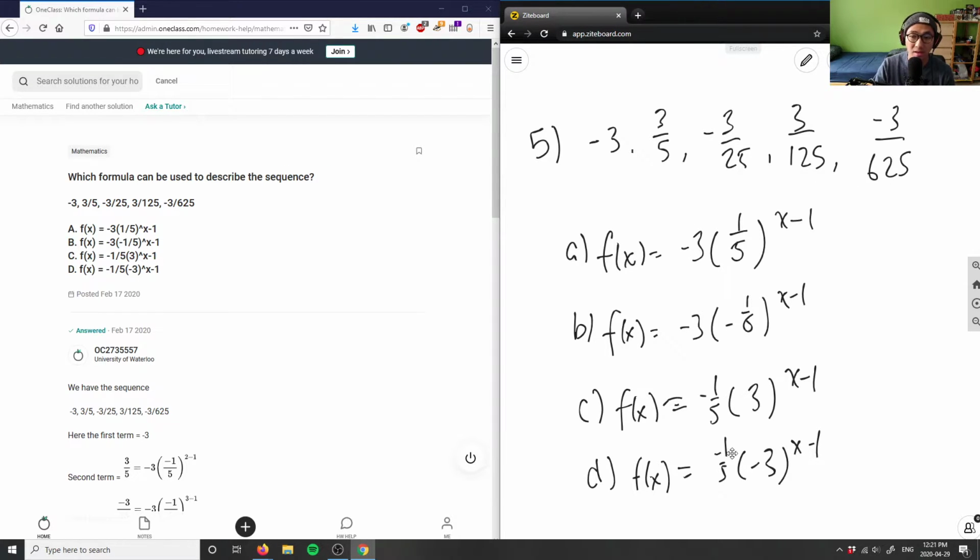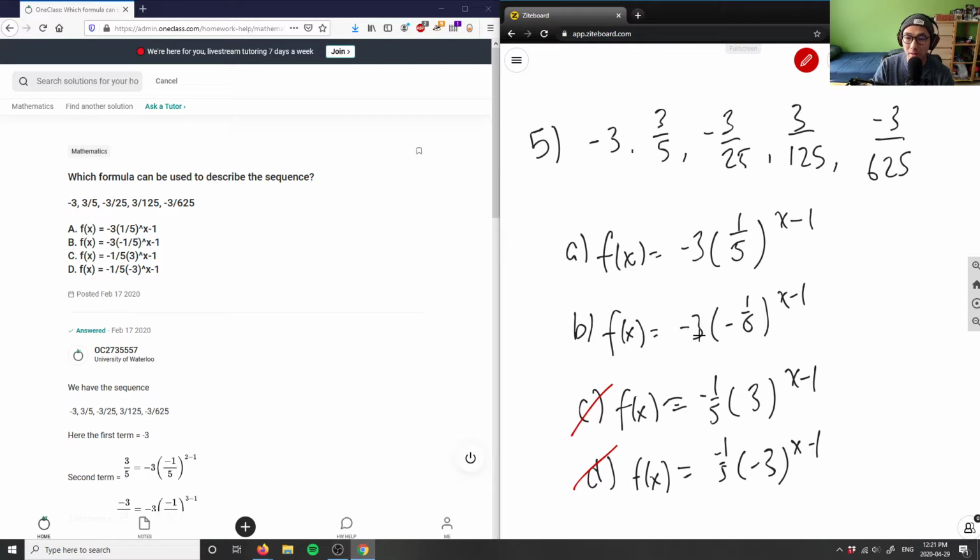And all of these contain a negative, which is great. What it also contains, as you can see, is that the denominators are increasing by a factor of 5, right? So it's negative 3, then 3/5, then 3 over 25, 3 over 125, which means C and D cannot be my answers because my base here is 1/5, right? Again, these are all dividing. I'm taking it to a factor of 1 over 5. So therefore, C and D are incorrect answers.